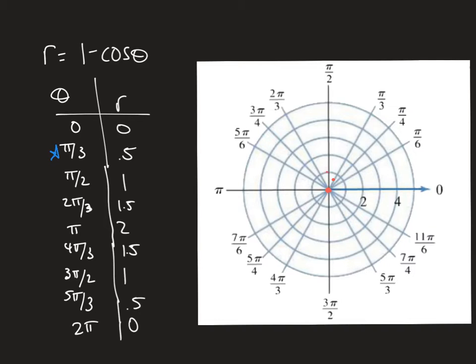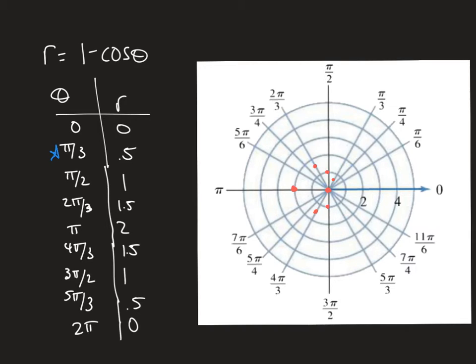At pi over 2, we're going to be at 1. At 2 pi over 3, I'm going to be at 1.5. So there's my 1.5. At pi, I'm going to be at 2, so 1, 2. And then at 4 pi over 3, I'm down at 1.5. I'm just counting. Remember, the radius is just the number of circles out from the origin. It's not the correct technical mathematical definition, but that's really what you're doing. At 3 pi over 2, I'm going to be at 1.